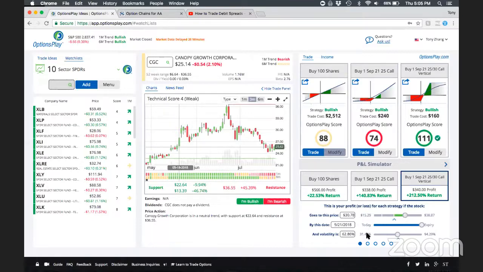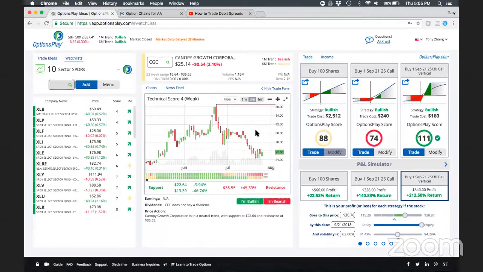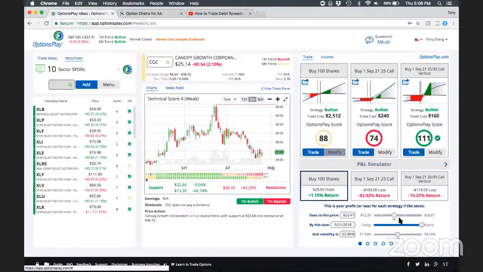And as you can see, it reflects. If the stock goes back to 30 bucks, which is where it just was two weeks ago, if I bought this call, I make a 140% return. If I bought this call spread, a 212% return. So that reduction in cost between buying the 240 versus the 160 reflects in this return when the stock does go in your favor. Conversely, if the stock goes against you, you can use this tool very quickly.